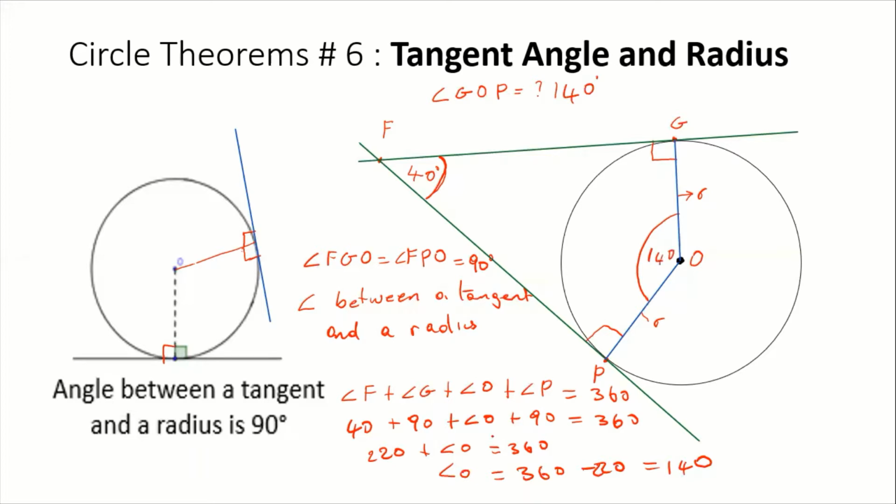So this is one way you could do the question. Or another way to do the question is to recognize that this shape is a quadrilateral. Since this angle here is 90 and this angle here is 90, that's just 180. That's half of 360. So this angle at O here has to be 180 minus this angle out here, which is 40. And you would still get 140 degrees.